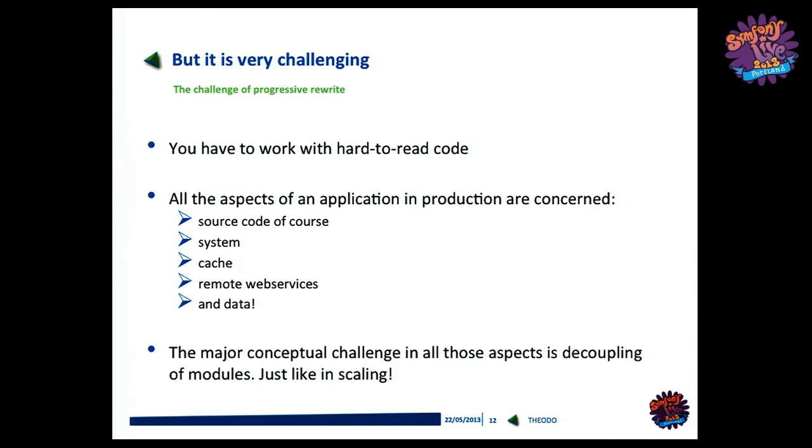What I find really interesting is that from a conceptual level, the big picture is that you're trying to take your app, decouple some parts of it, take them out and rewrite them. And it's the same kind of technical challenges that you face when you're trying to scale and decouple some parts of your apps and put them on different servers. And we will see that some of these solutions actually sometimes look quite alike. Okay, so progressive rewrite is hard, but I think it's completely worth it. And you should never do a total rewrite because that's way too dangerous.